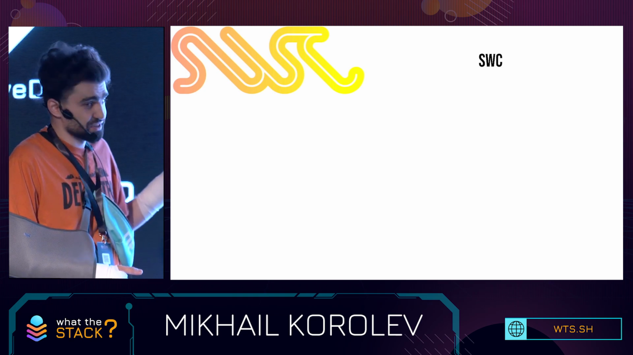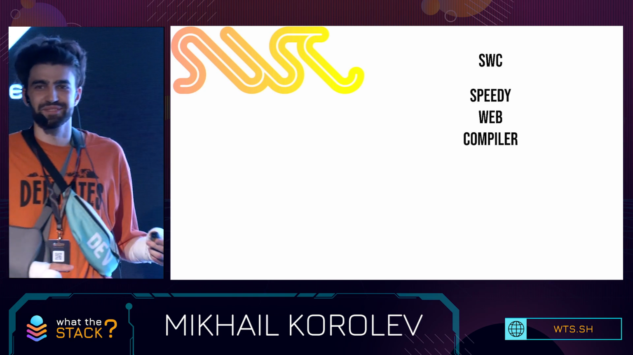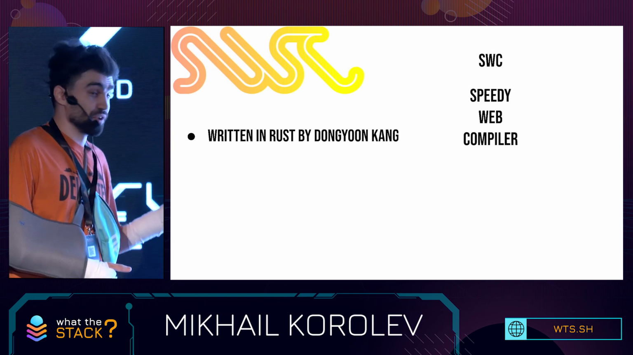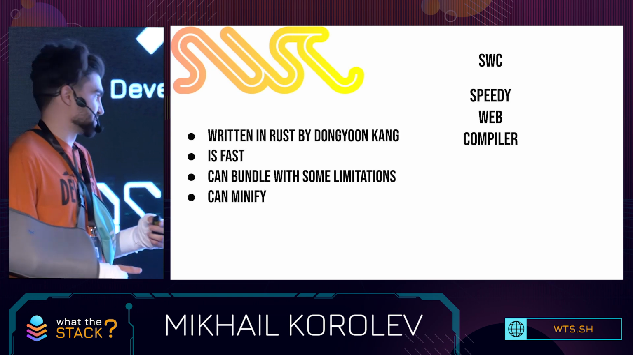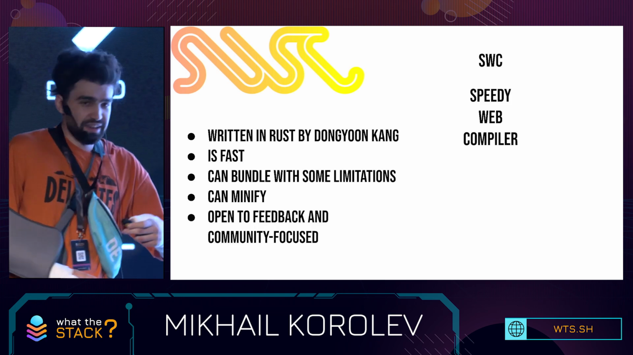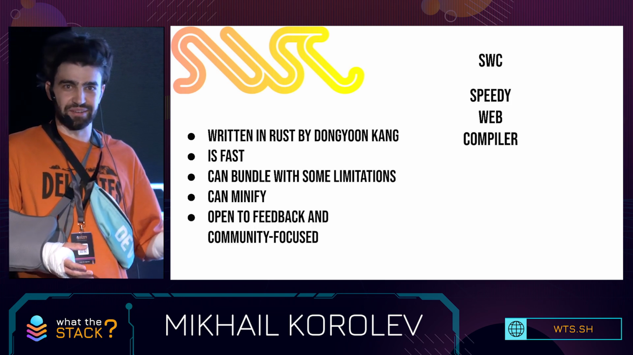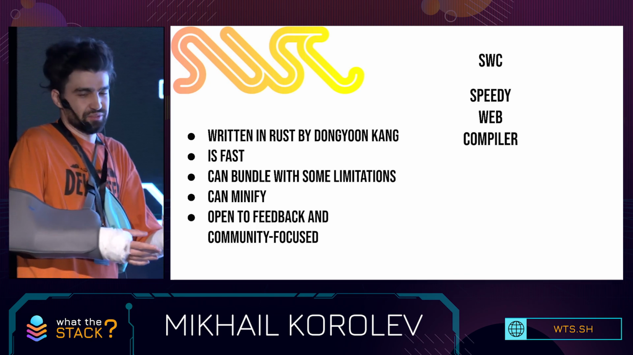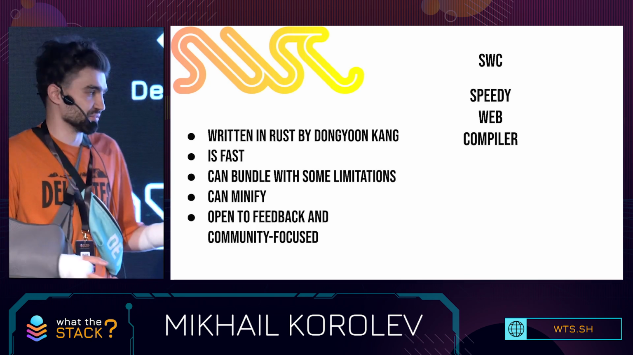So SWC is a speedy web compiler. It's a really interesting name. Written in Rust by Dong-Yoon Kang. It is fast, it can bundle with some limitations, and can minify. And it's more, I would call it, open to feedback and community focused, right? Like you, as a community, decide where the tool goes next, it accepts PRs and stuff like that.